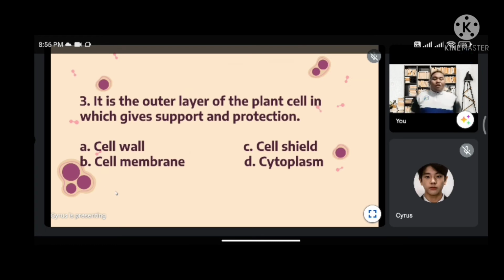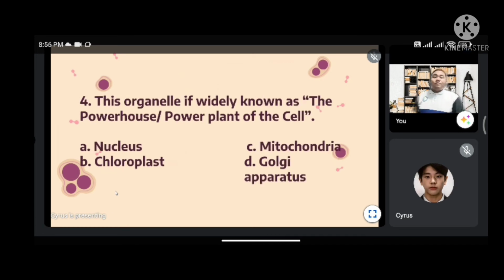For item number 4, this organelle is widely known as the powerhouse or power plant of the cell. A. Nucleus. B. Chloroplast. C. Mitochondria. Or D. Golgi apparatus.